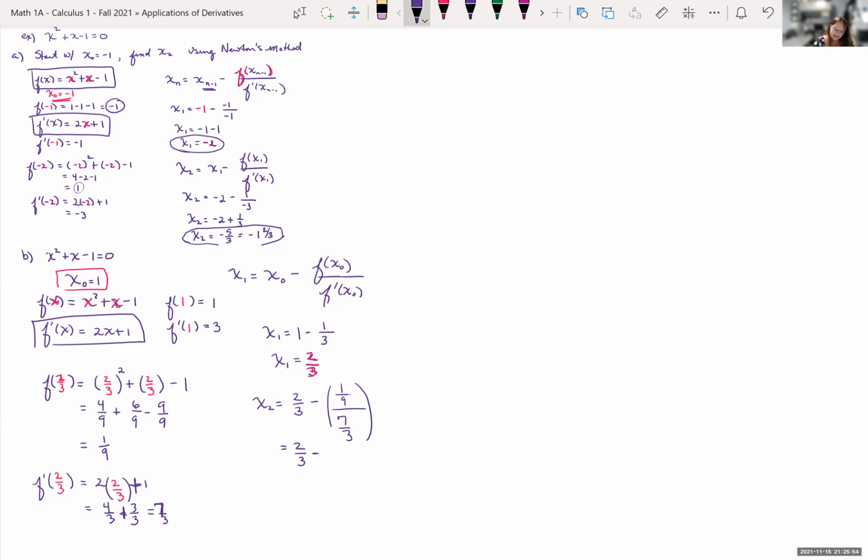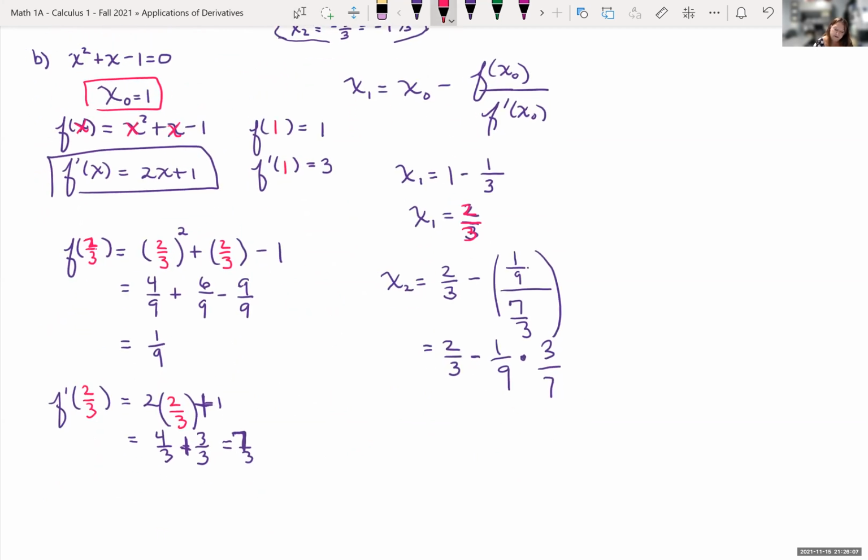So rewriting that complex fraction as a multiplication problem, that's 1/9 times 3/7. And so again, we can simplify. 3 goes into itself once, 3 goes into 9 3 times. So right here, this gives me 2/3 minus 1/21. I'm going to need a common denominator. So let's multiply 2/3 by 7/7. That's 14/21 minus 1/21. That's going to give us 13/21.